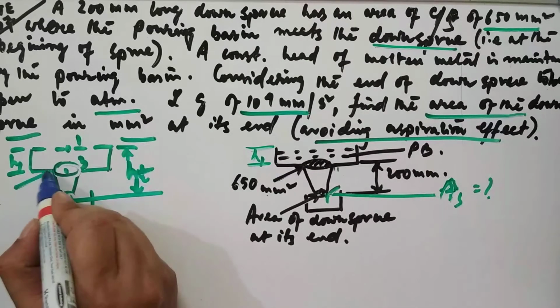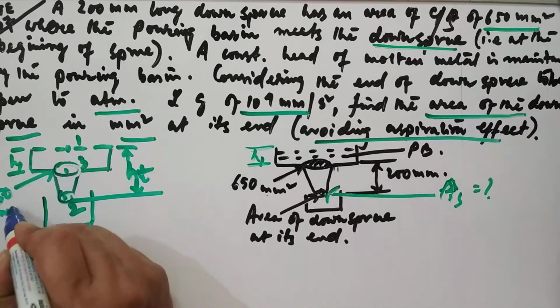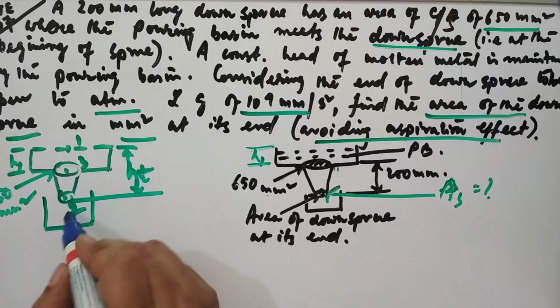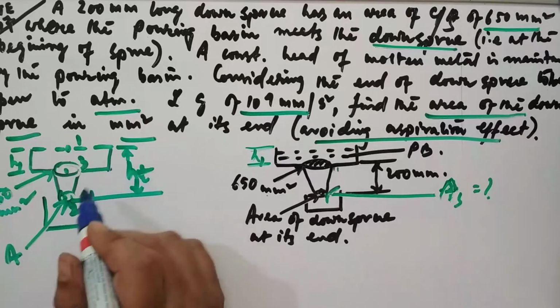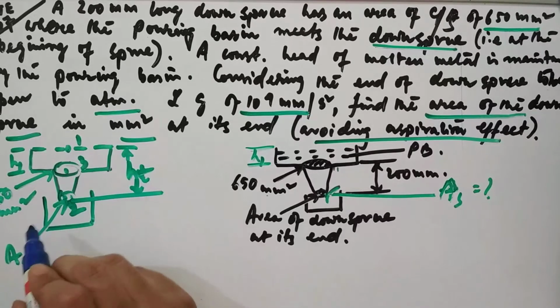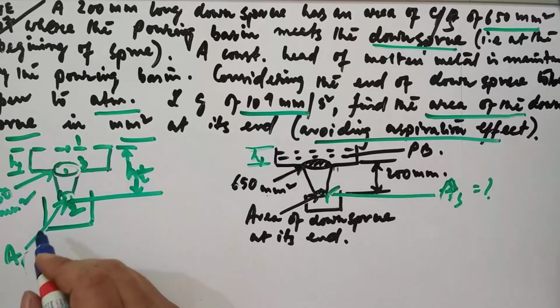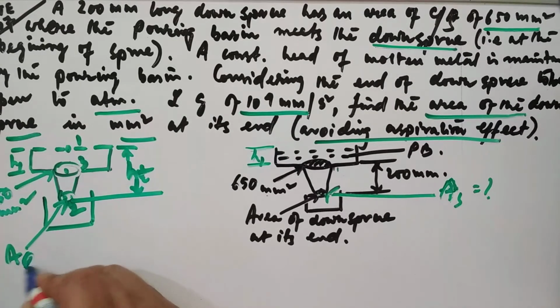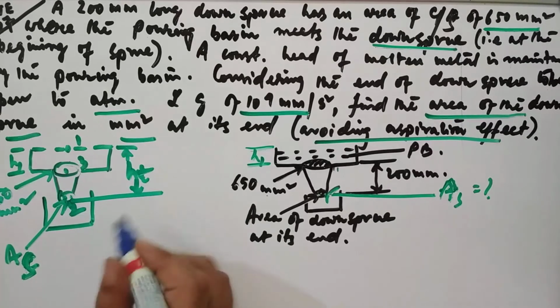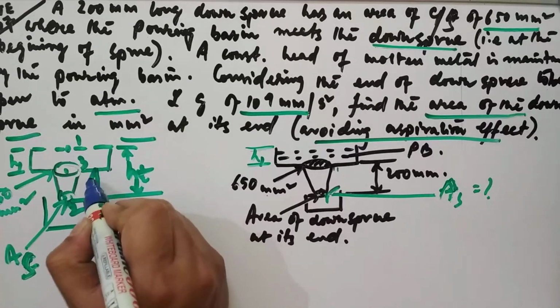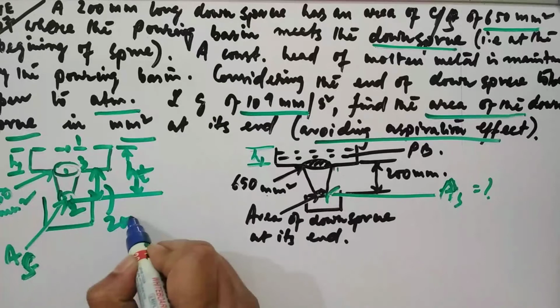The area is given as 650 millimeter square, and we have to find the area at the base, you can say, of the down sprue, or end, you can say. So I am writing this as, say, simply area of the sprue. Now this height of the down sprue is given as 200 millimeter.